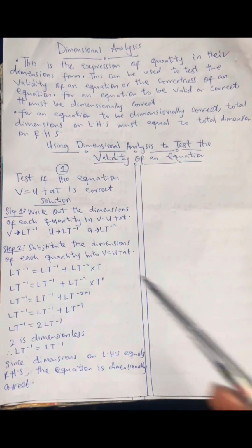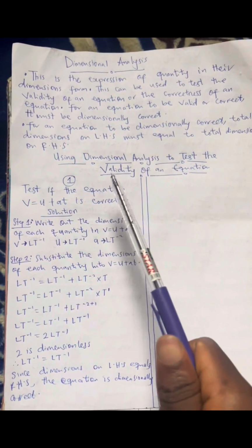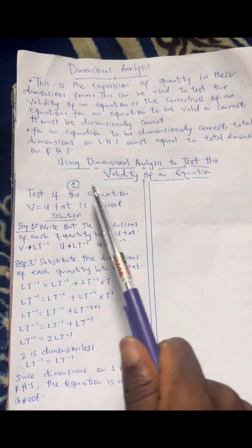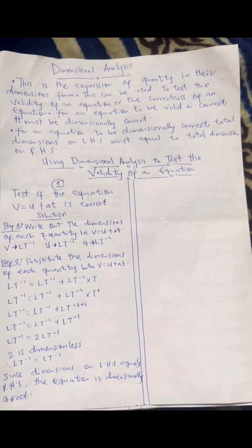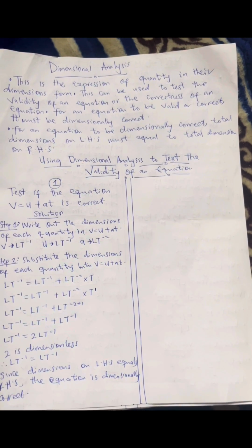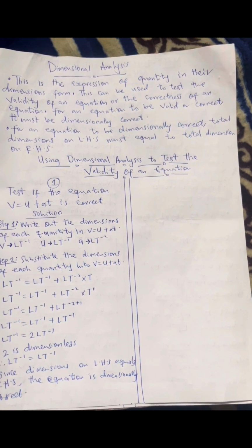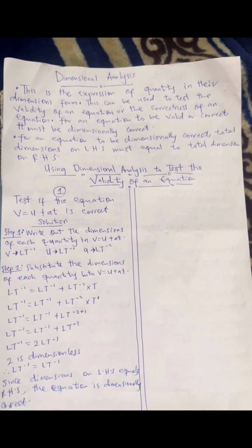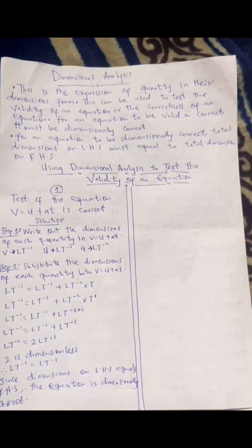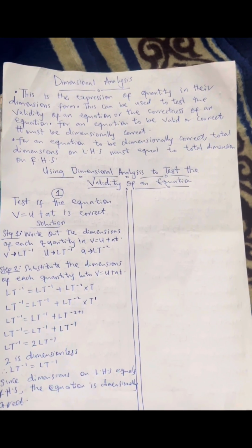So let us look at some examples in which we can use dimension analysis to test the validity of an equation, but also note that we can use dimensional analysis to derive an equation. The first example that we are going to be doing is this: test if the equation v equals u plus at is correct. Whenever they ask you to prove if an equation is correct, what they're asking you to do is to prove if it is dimensionally correct. Don't forget that for an equation to be correct, it must be dimensionally correct, and for an equation to be dimensionally correct, the total dimension on the left-hand side must equal the total dimension on the right-hand side.